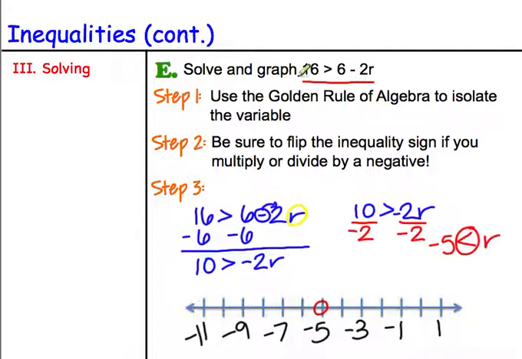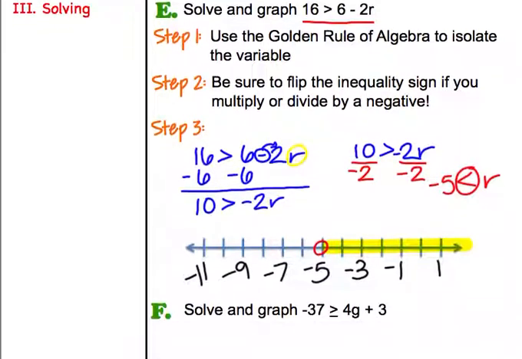If I test a number, I'm going to pick 0. 0 is right here, and if I put that in, negative 5 is less than 0. So that means I know that I'm going to shade to the right on my graph. Let's go ahead and take a look at the next example that I have for you.